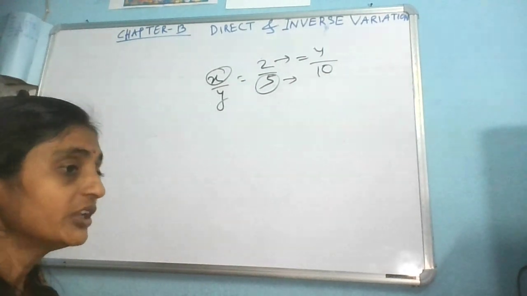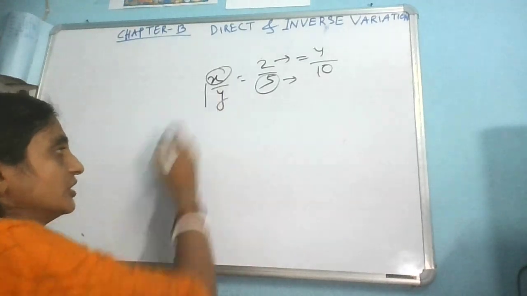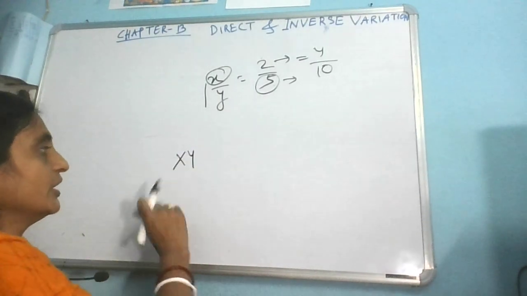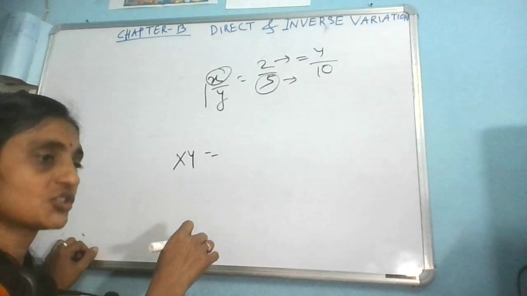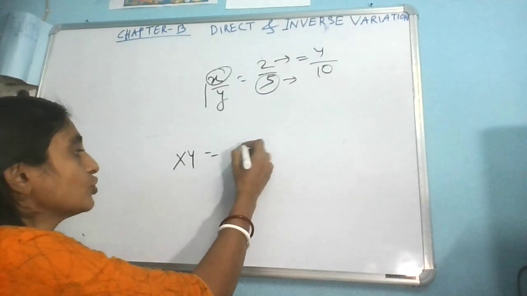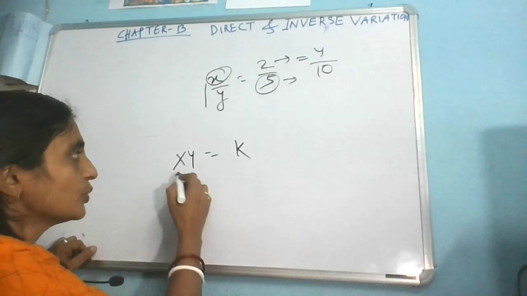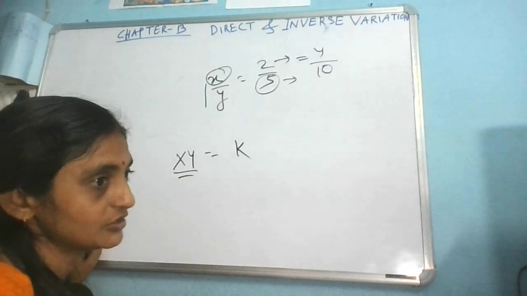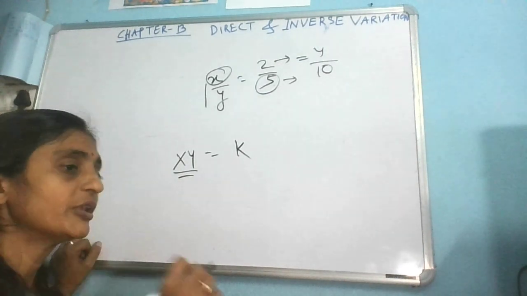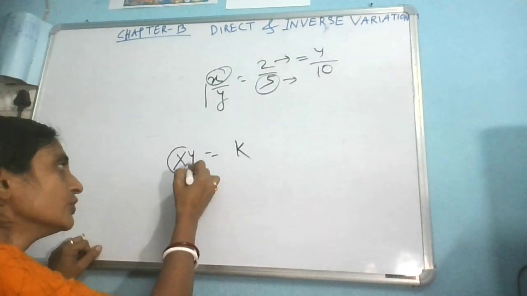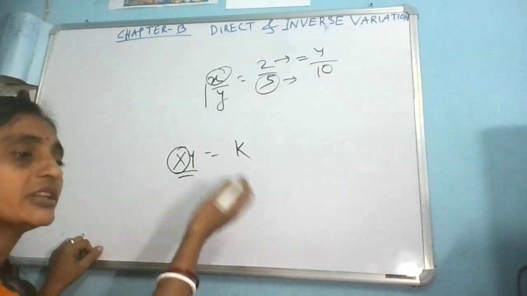But when the product of these two quantities, that means x and y, is fixed, that is constant, then what will happen? Tell me. Have you noticed that if one increases, then obviously the other will decrease?